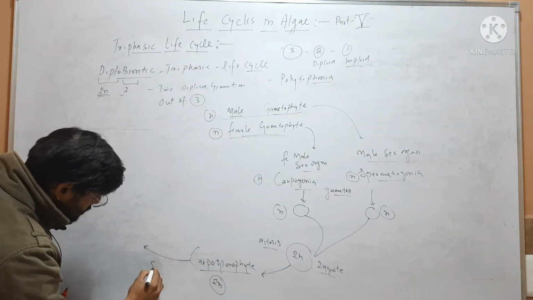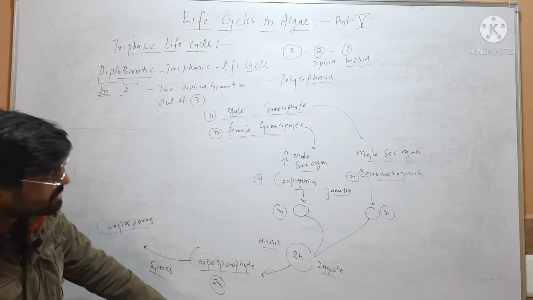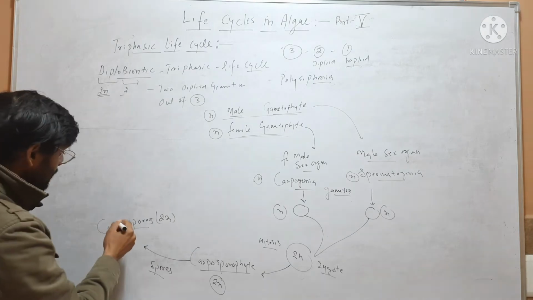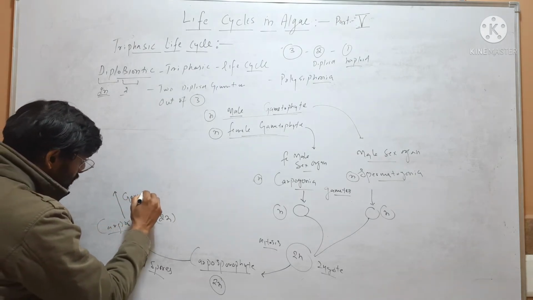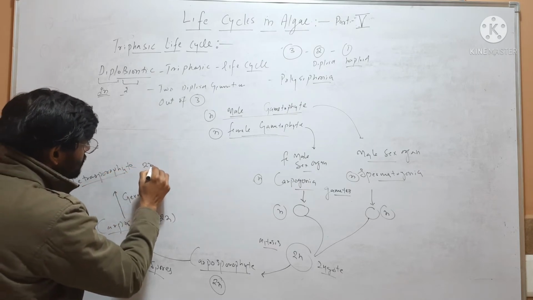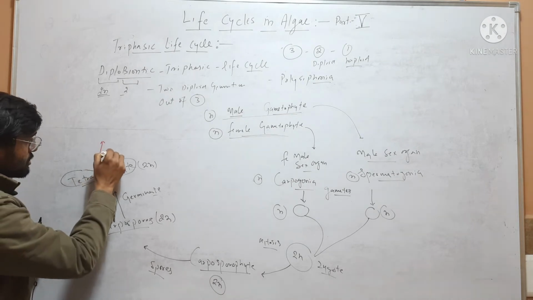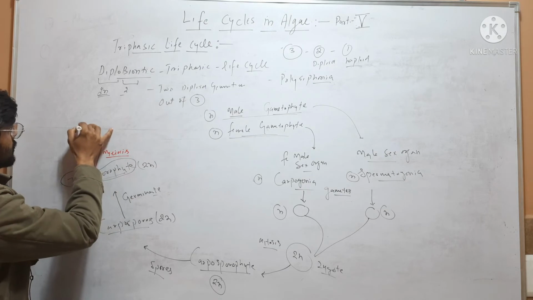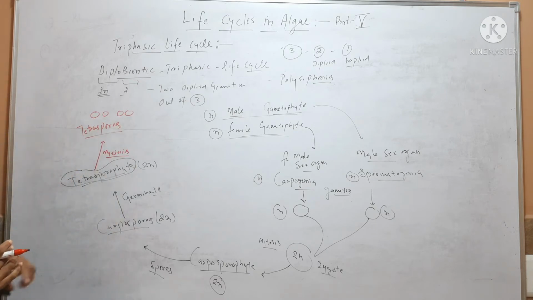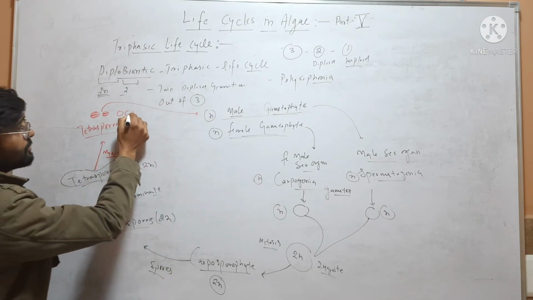This carposporophyte then forms spores. These spores are called carpospores. These are also diploid. These spores then germinate and form tetrasporophyte. This tetrasporophyte is also diploid. Then this tetrasporophyte by meiosis forms tetraspores. Out of 4 of these tetraspores, 2 will form male gametophyte and the other 2 will form female gametophyte.